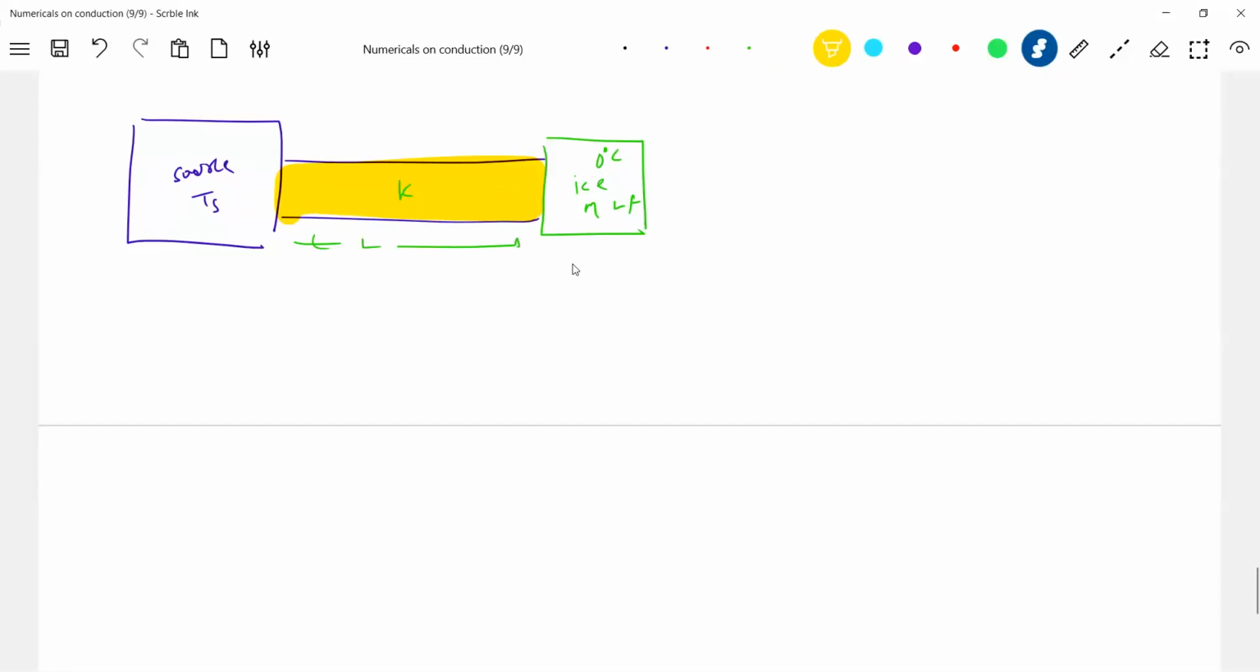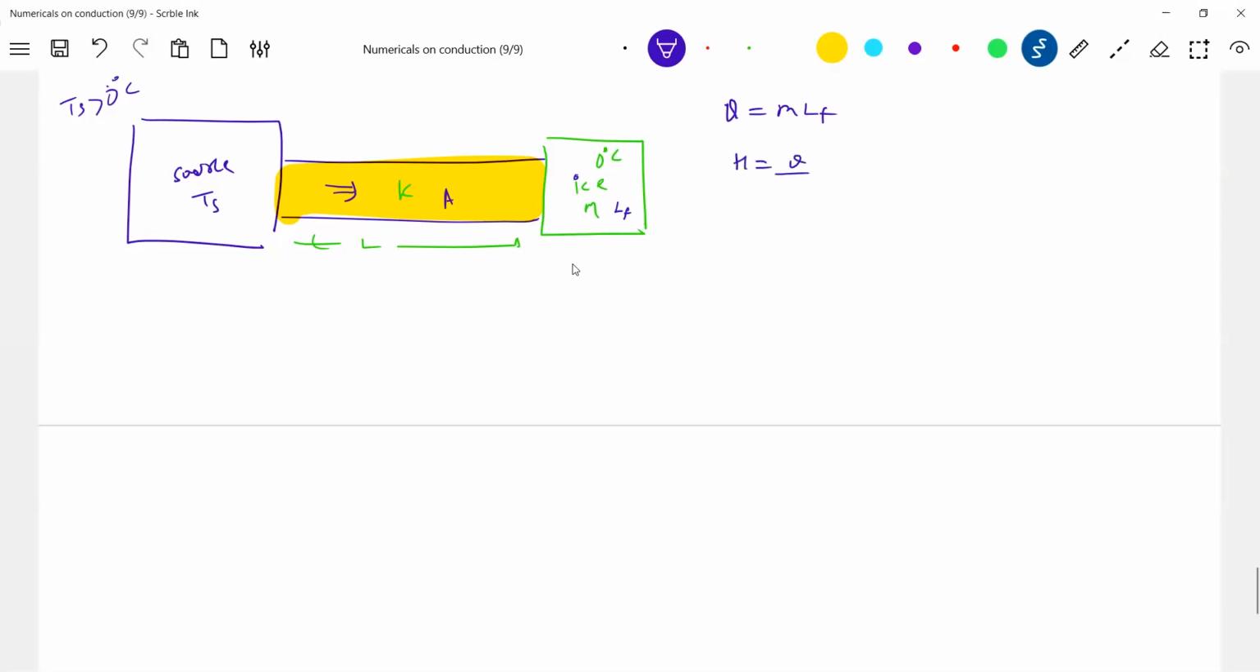The source will supply heat to the ice. In this particular tank, the ice is there, and the source Ts will be greater than 0. There's a thermal conducting rod, so the heat will flow through this. What is the amount of heat needed to melt the ice? For mass M of ice, Q equal to MLF. Who will supply this heat? The rod only.